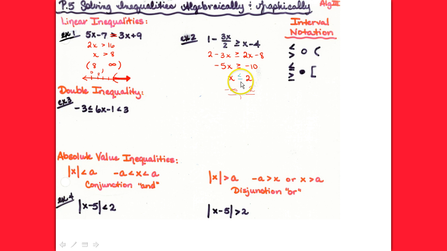Now, because this was less than or equal to, then I'm going to put brackets with both of them, right? No, I'm going to put a bracket with the 2. But what about the infinity? Always a parenthesis with positive or negative infinity.